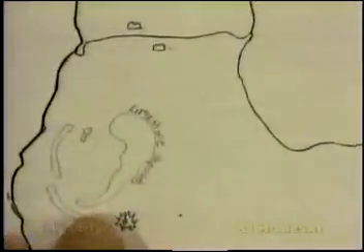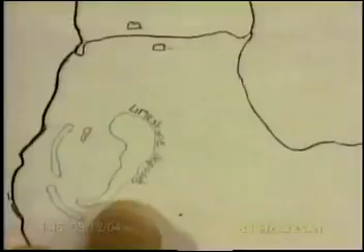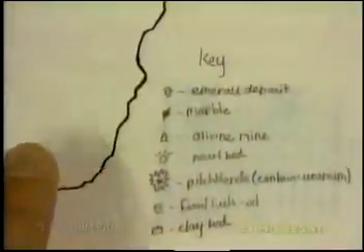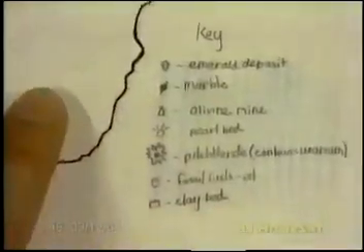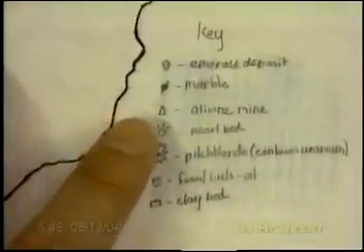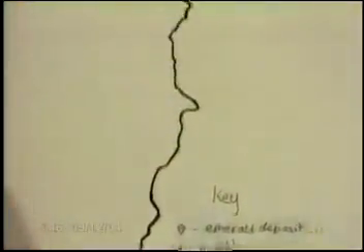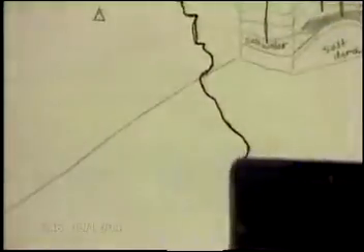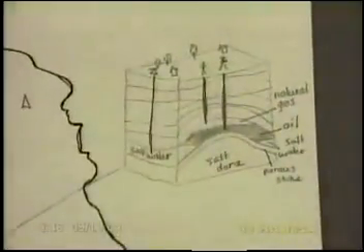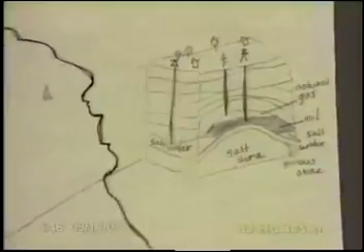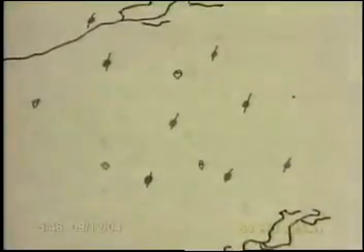Here is a limestone deposit. Over here on this edge we have the key: emerald, marble, olivine mine, pearl bed, and so on. Also, this student went a little above and beyond and put in a little cross section of a salt dome from a section of her map. And she has her mineral resources scattered in the appropriate areas on her island.